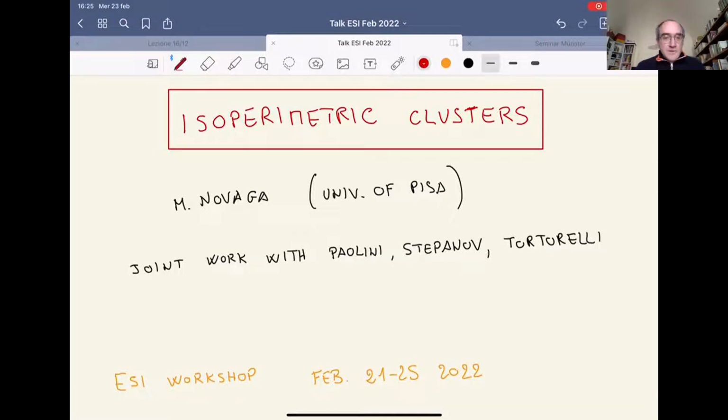I want to talk about a recent work I did together with two colleagues at the University of Pisa, Paolini and Tortorelli, and Evgeny Stepanov, who is almost a colleague, in the sense that he's visiting Pisa more or less every year for a few months. The subject is isoperimetric clusters.